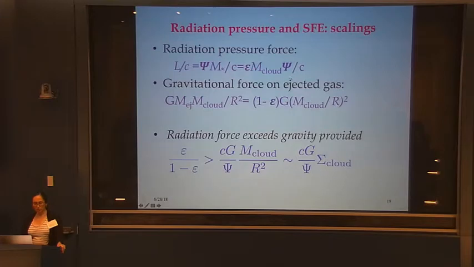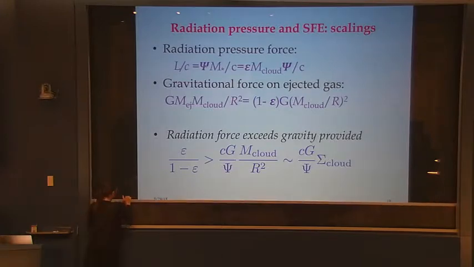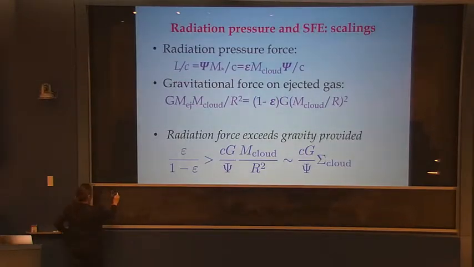So let me say a little bit more to give you a more intuitive feeling for what goes into these efficiencies. Let's look at the radiation pressure force. That's L over c, and that luminosity you can write as some light-to-mass ratio times the mass, m star, where that psi is on the order of 1,000 solar luminosities per solar mass.